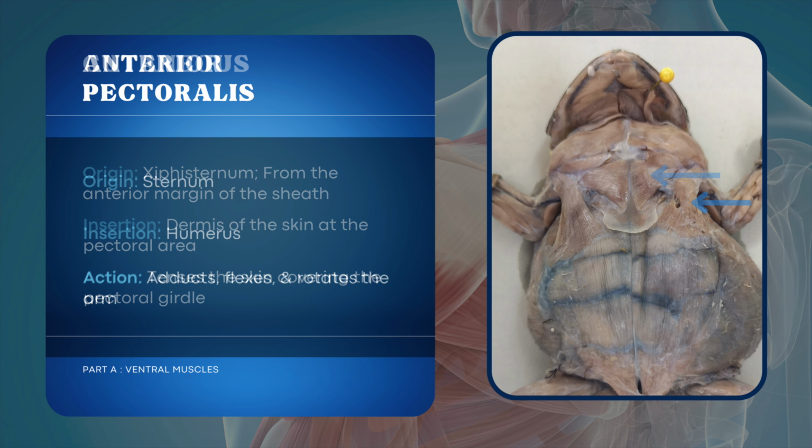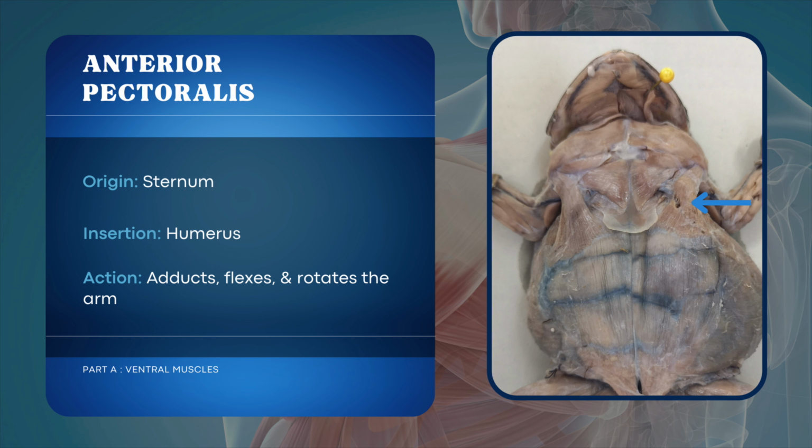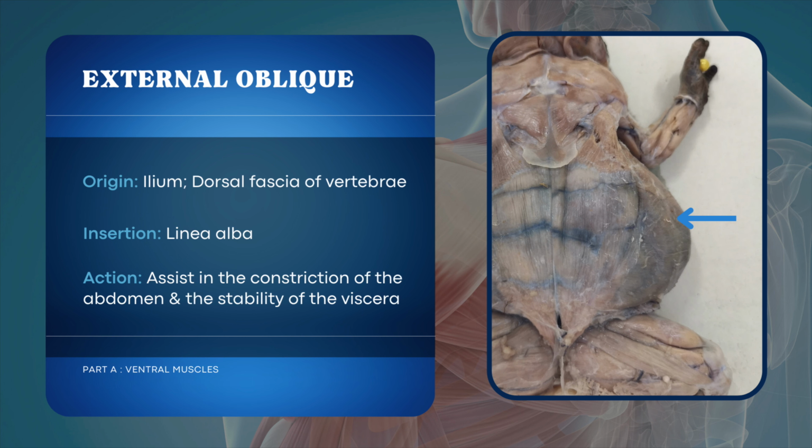Then we have the pectoralis, which is a group of muscles that can be divided into three parts: anterior, medial, and posterior pectoralis. This ventral muscle is located posterior to the sternoradialis. Its origin is from the sternum, insertion is to the humerus, and its actions are as follows: adductor, flexor, and rotator of the arm.